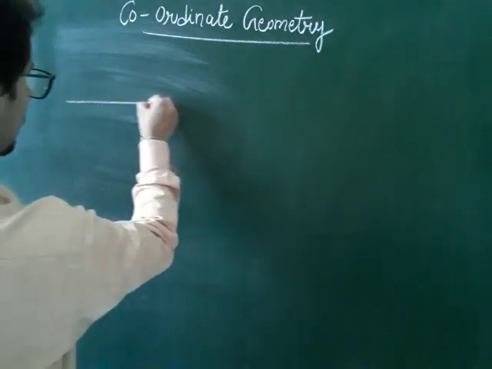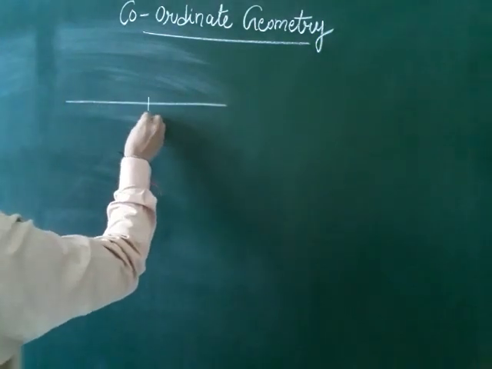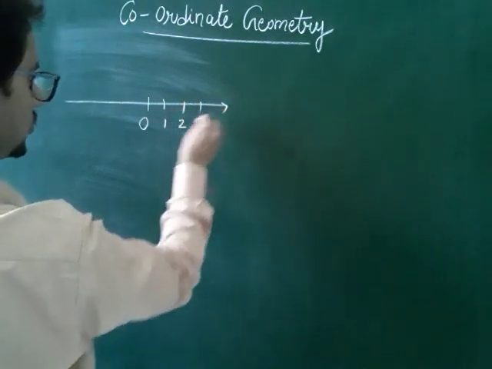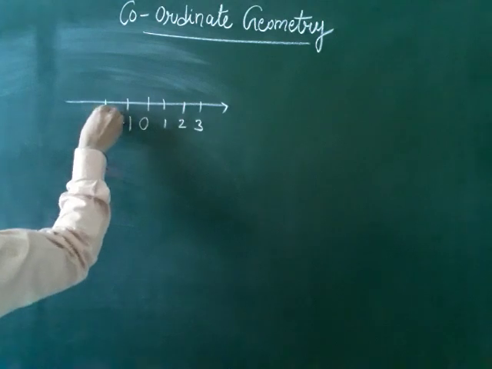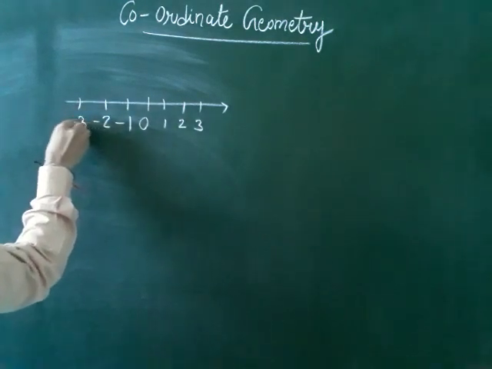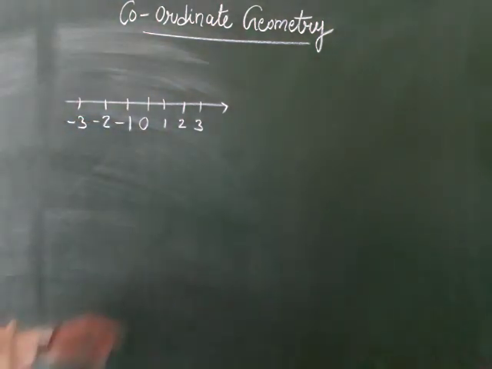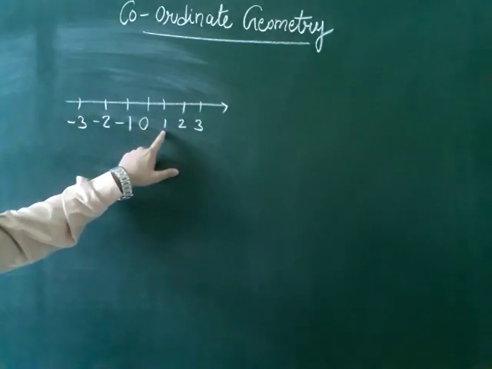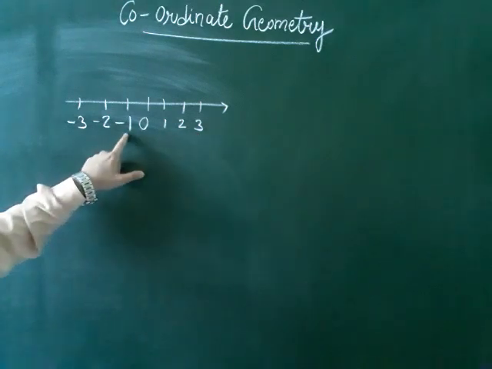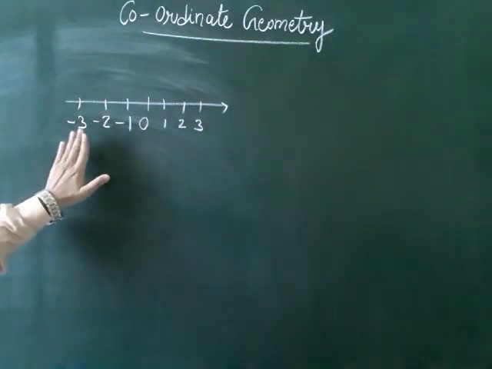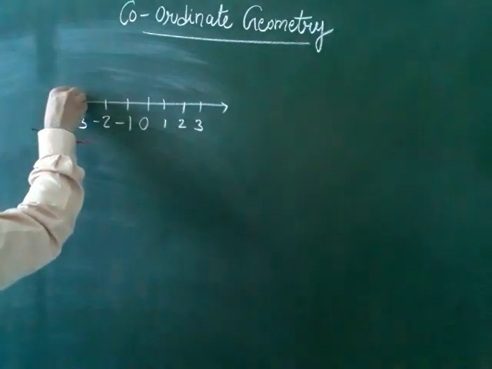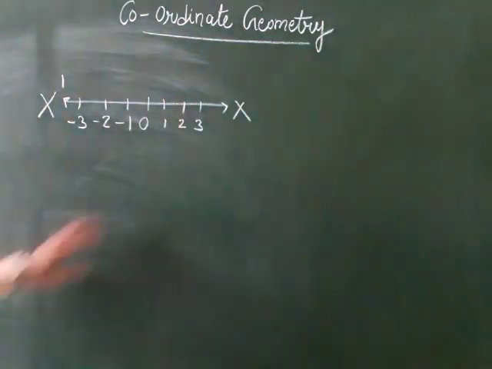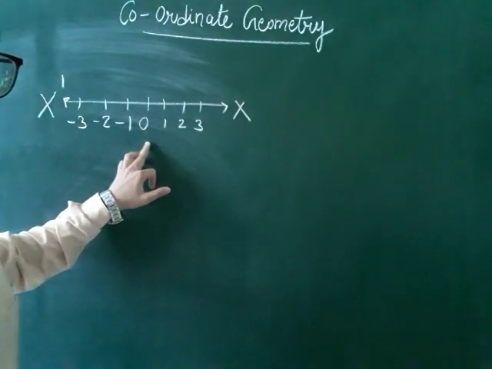I am going to draw a number line here, and here a simple question can arise: why am I drawing a number line here? Yes, this is an example of a number line. This is the midpoint 0. On the right hand side we have positive integers and on the left hand side we have negative integers. This is a horizontal line. Name it as x dash. This is a horizontal number line.